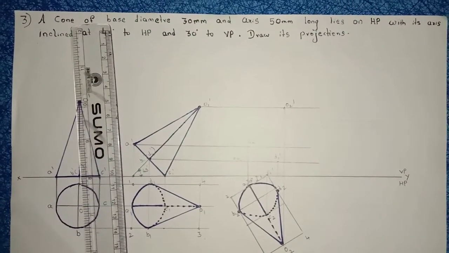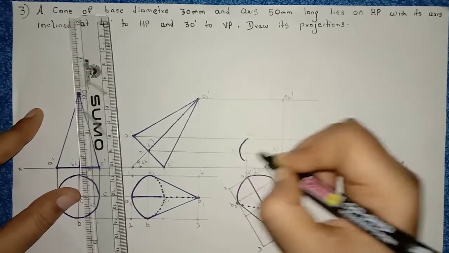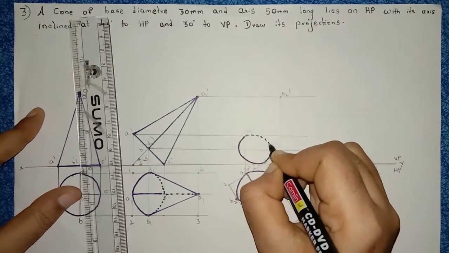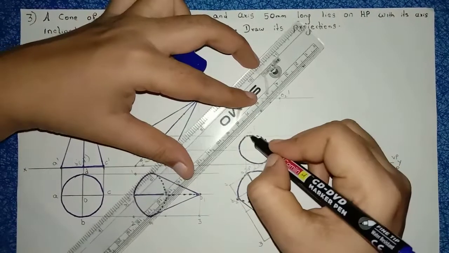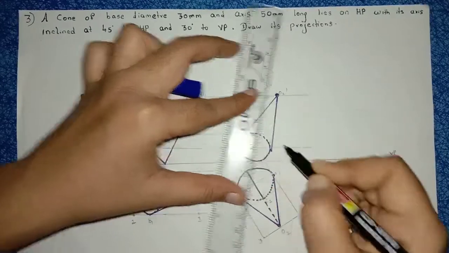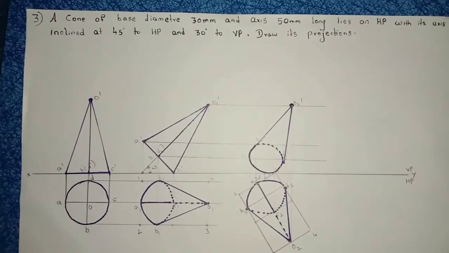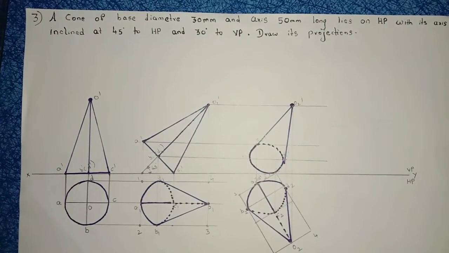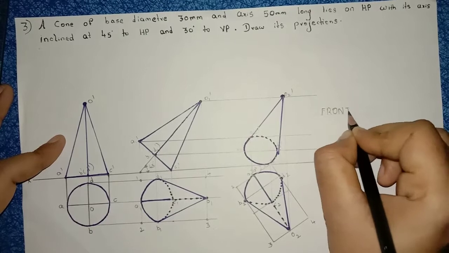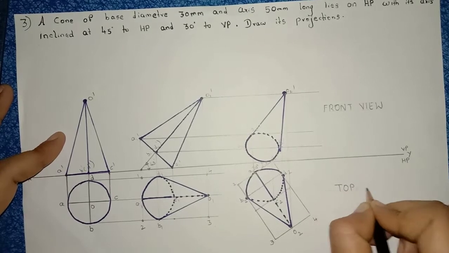right. Now join here A, B, C, D, right. Now join here O to A and here O to D, right. This is the shape of the cone, right. After completion of your problem, don't forget to write above the reference line, this is your front view, below the reference line, this is your top view.